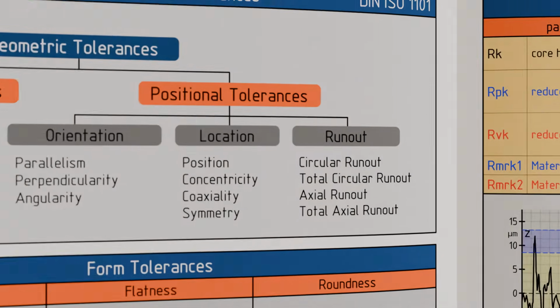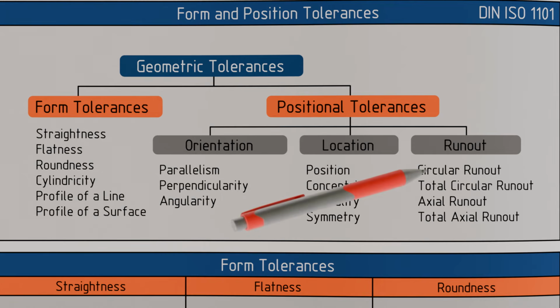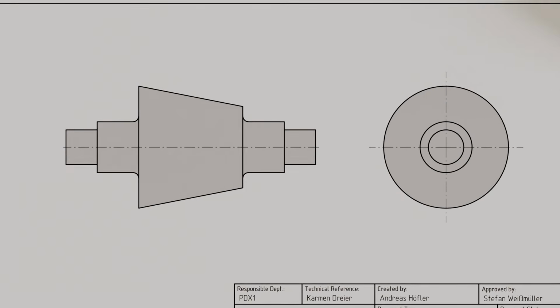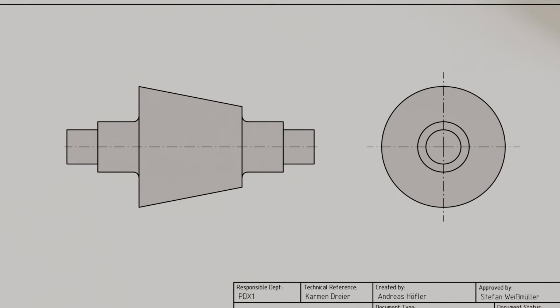Next, the runout tolerances, which control circular runout and axial runout, will be examined in more detail. Let us first take a closer look at the tolerance of circular runout. For this purpose, we consider the illustrated part with a tapered shaft section. To ensure that the tapered surface does not wobble but runs roundly during the rotation of the shaft, we apply circular runout tolerance. The symbol for this radial runout is an arrow pointing diagonally upward.